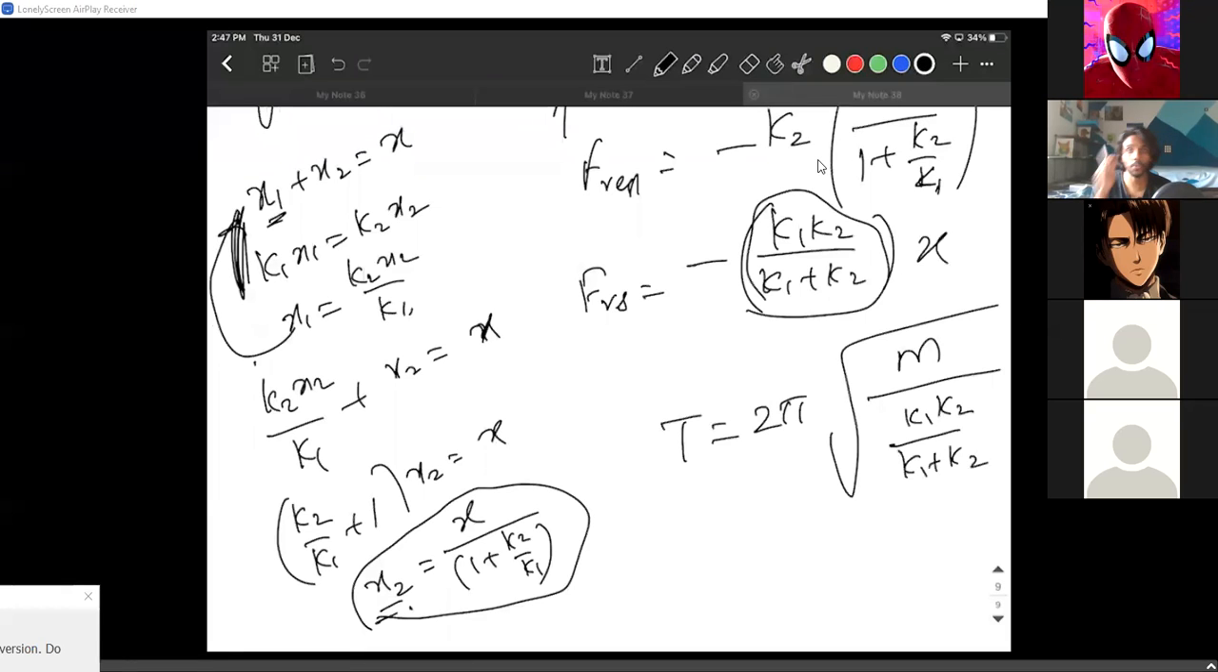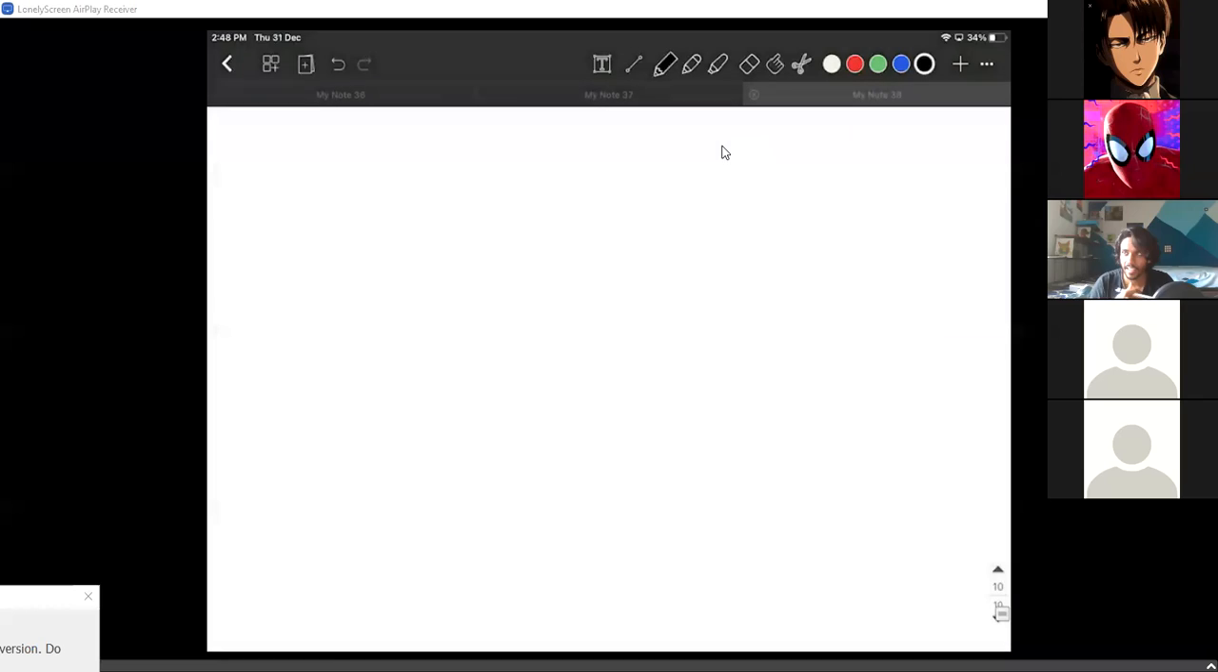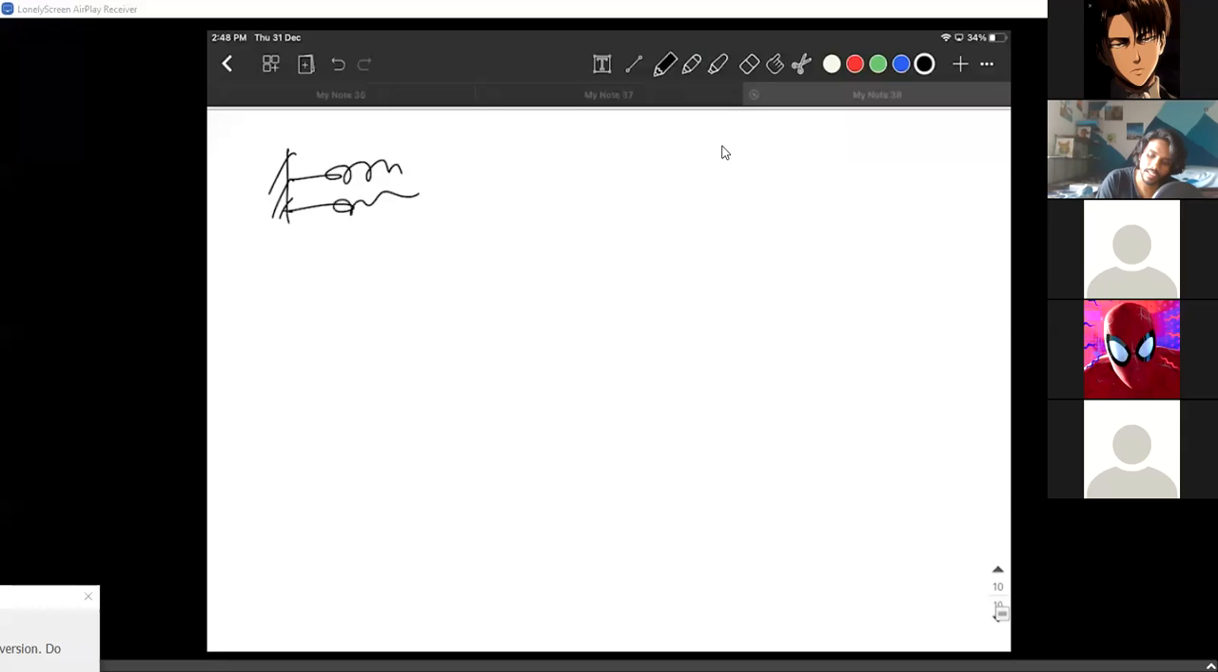Now you don't have to do this process every time. You can simply remember that when two springs are in series, this is the effective spring constant. It is like the effective resistance, but in the opposite way. When springs are in parallel, like they're parallel like this. This is parallel. Guys, remember this is also parallel.